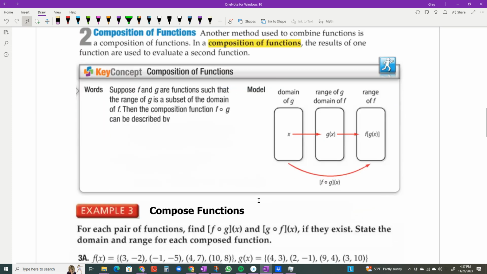The next thing we have to talk about might be new. It is the composition of functions. And basically what you're doing is you're taking the results, wrong pen. You're taking the results, whatever.